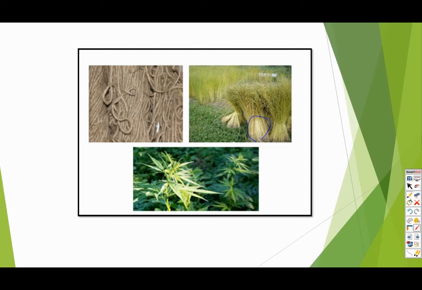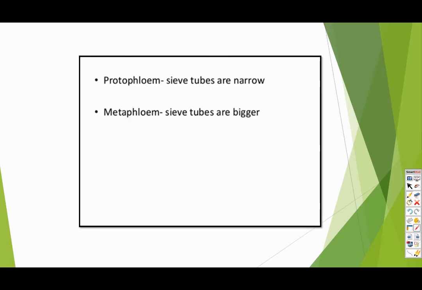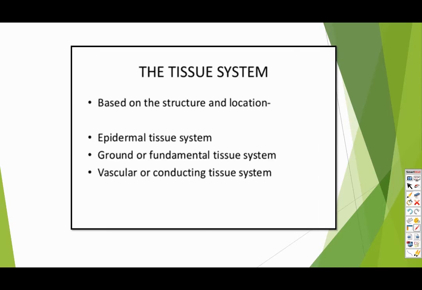Now the tissue system, based on the structure and the location wherever they are present, we classify them into the following types, okay. What are those? Epidermal tissue system, ground tissue system, vascular tissue system. And one more thing which I would like to say, I'm just putting up a point over here. Phloem we usually call bast, so they are bast fibers. Similarly, xylem we call wood, keep this in mind.